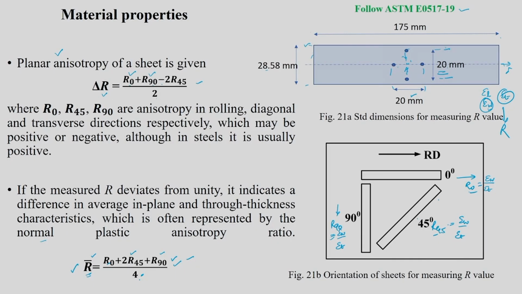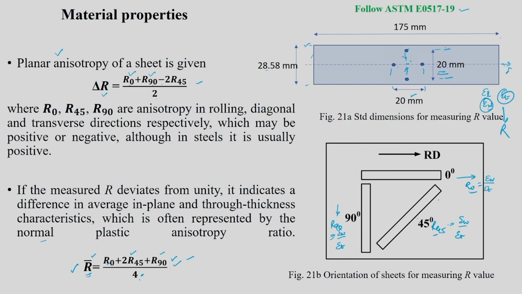Okay. So from there onwards, we introduced R bar, which is like an average quantity, and then delta R, which is going to tell you how different the R value is in the plane. Okay. So R0 plus R90 by 2 minus R45. So you take an average of R0 and R90 and you compare that with R45, how different they are. That will be given by delta R. That is called the planar anisotropy of the sheets. Okay. So with this we will stop, and then we will see in the next class.